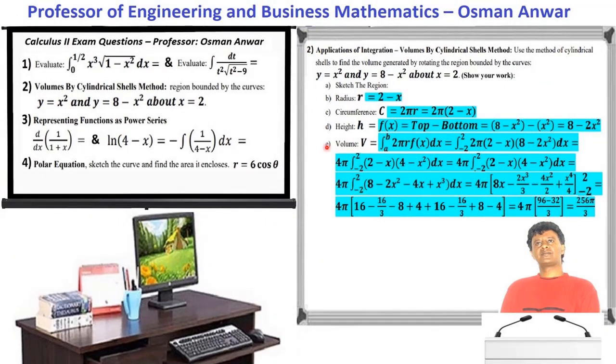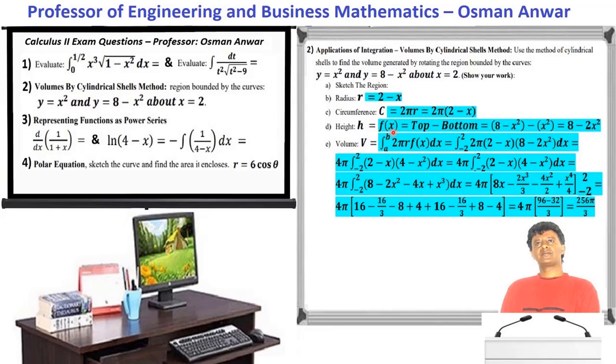And here I have another example. This is volume by cylindrical shell method, and this is when you rotate the area bounded by y equals x squared and y equals 8 minus x squared about the line x equals 2. You sketch the region, of course, then the radius is r equals 2 minus x. The circumference is 2 pi r, which is 2 pi times 2 minus x.